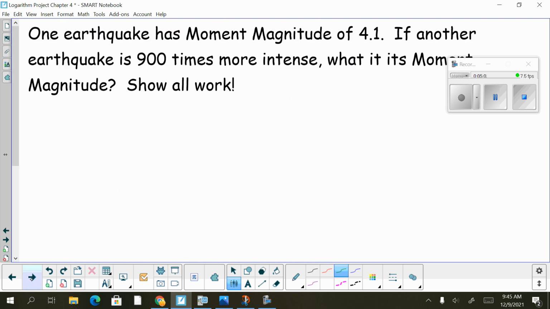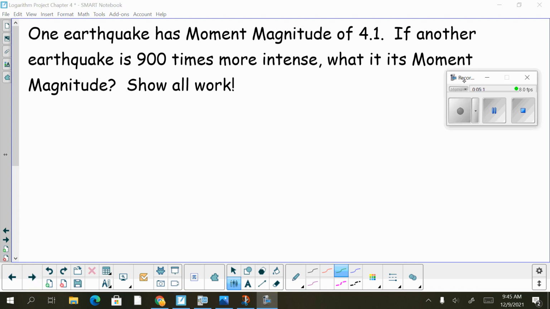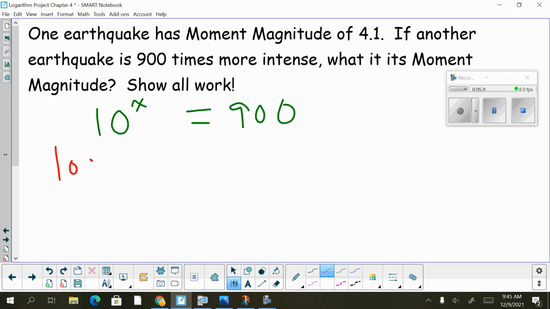And finally, one earthquake has moment magnitude of 4.1. If another earthquake is 900 times more intense, what is its moment magnitude? So this one is a little different. What we're going to do is we know it's 900 times more intense. So we're going to set 10 to a certain power equal to 900. To solve this, I'll put it into logarithmic form. Since I have a base 10, I can use my regular log button. My exponent would go over here, x, and my answer would go here, 900.